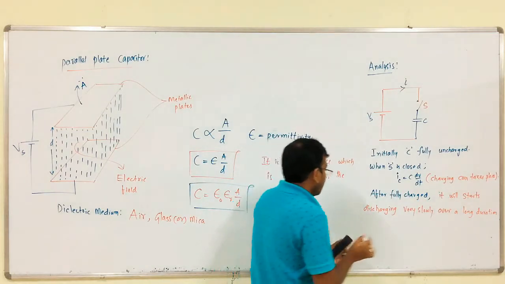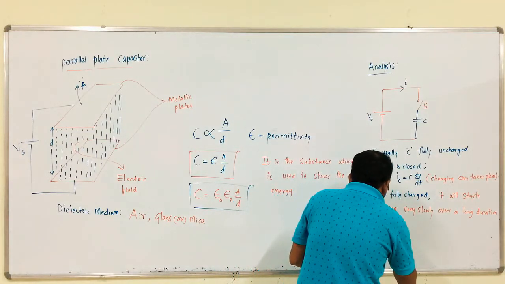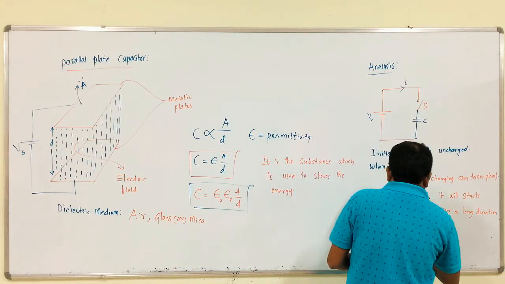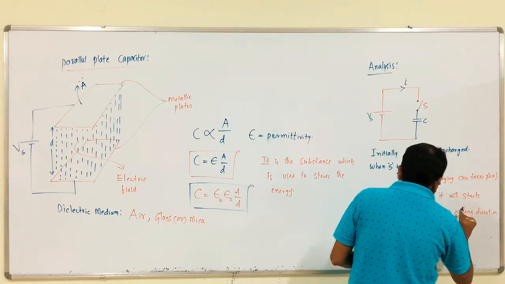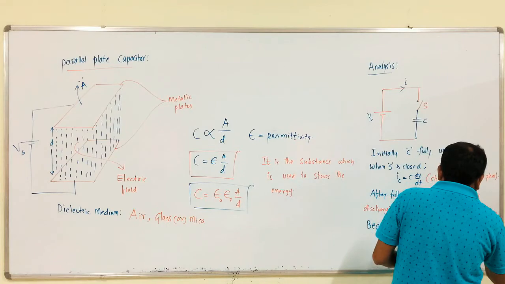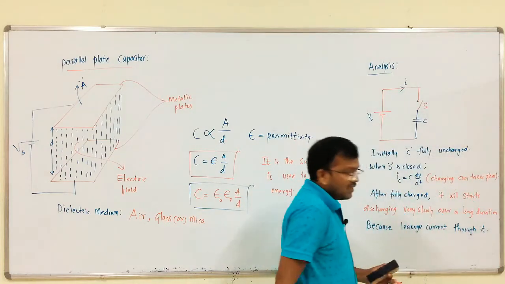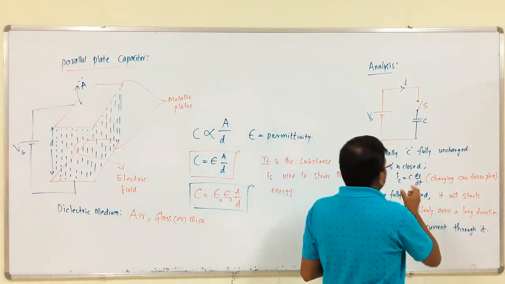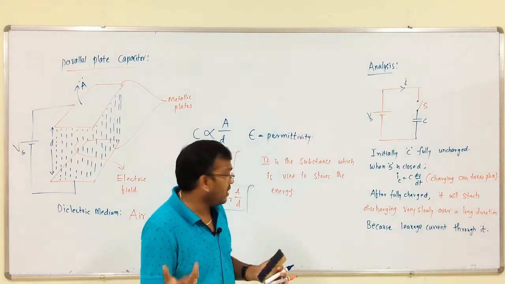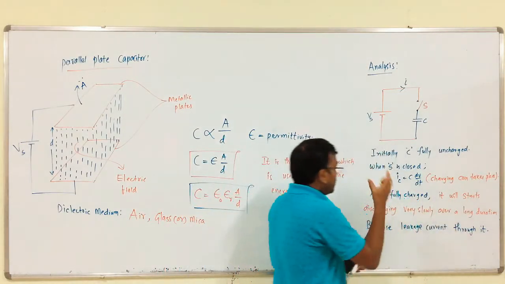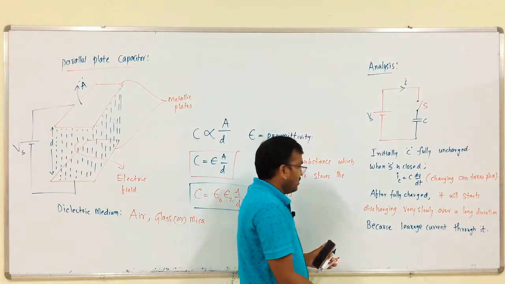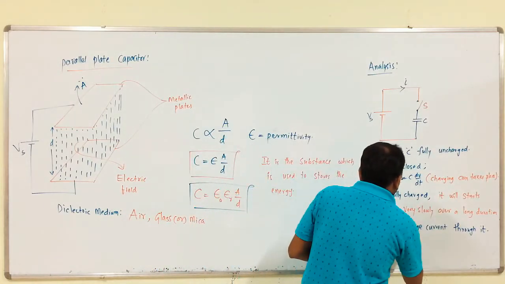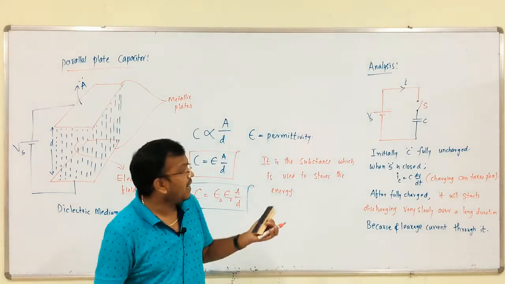Why? Because of leakage current through it, because there is a large leakage current through it. So, when the switch is closed, charging takes place. After fully charged, it will start discharging very slowly over a long duration because of leakage current through it. This is the simple analysis.